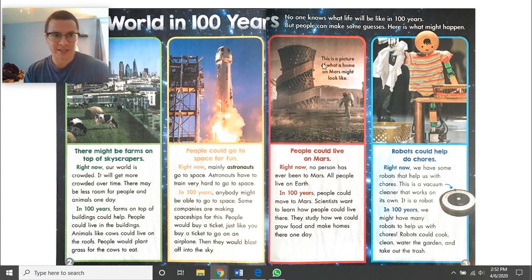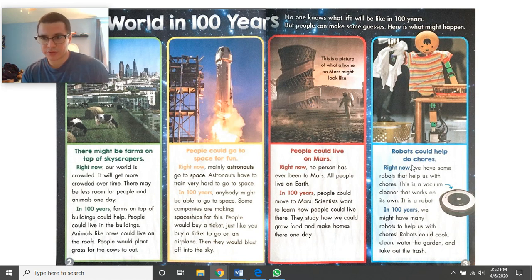And then this caption says, "This is a picture of what a home on Mars might look like." Hmm. I've never seen a home look like that. So that'll be different in 100 years too, or it might. Let's read this last section.